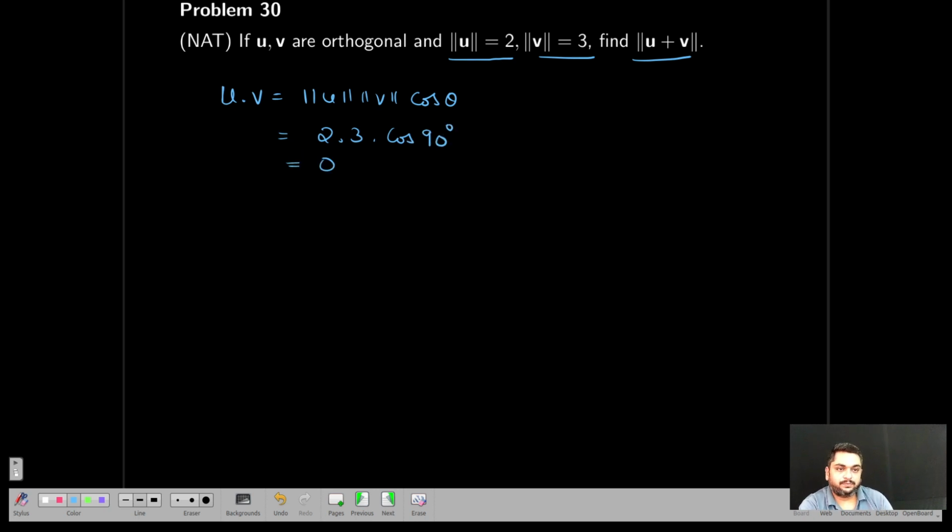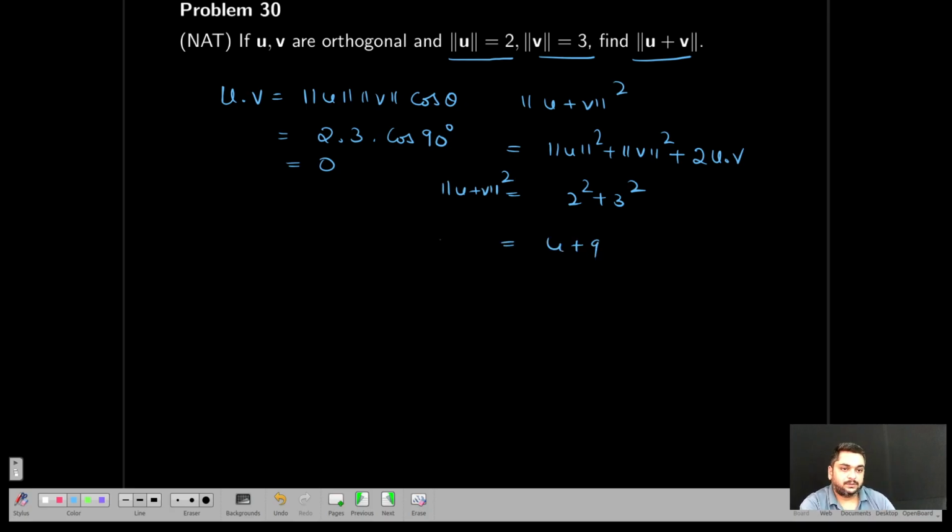So this becomes 0. Now length of u plus v square is equal to, again, u square plus v square plus 2 times u dot v. So that we already got as 0. So this is 2 square plus 3 square. This is 4 plus 9. So length of u plus v is equal to square root of this, that is square root of 13. This is the answer.